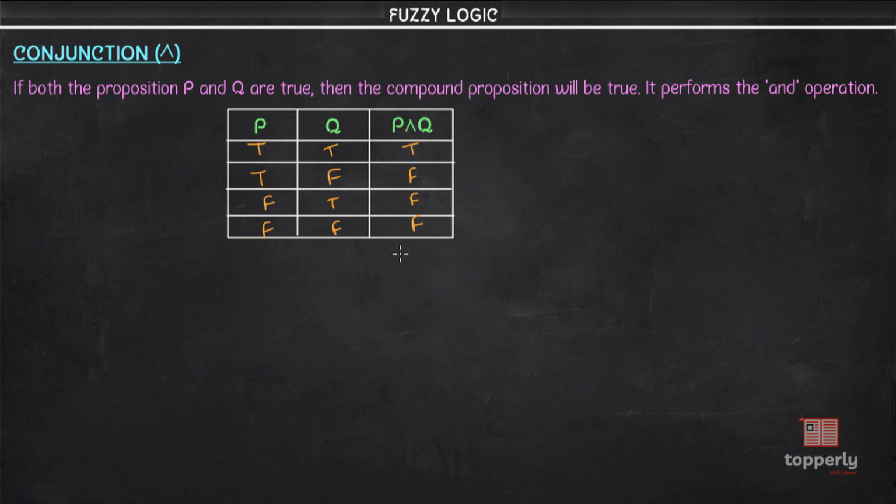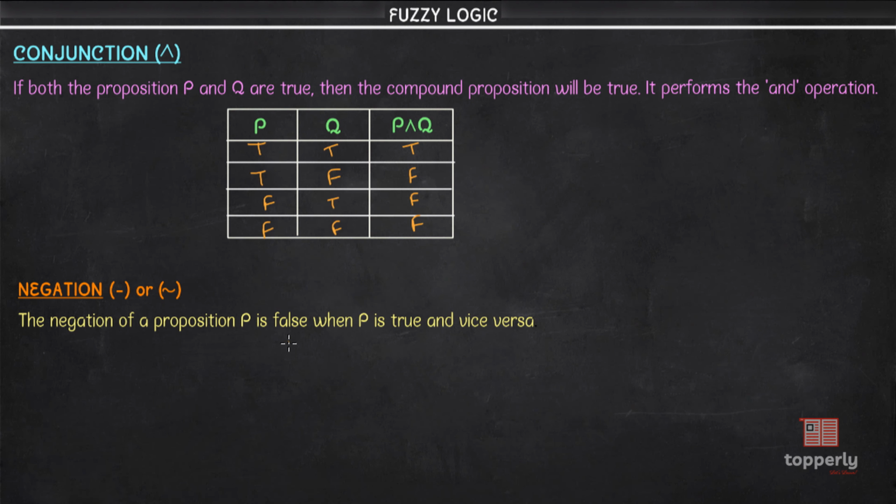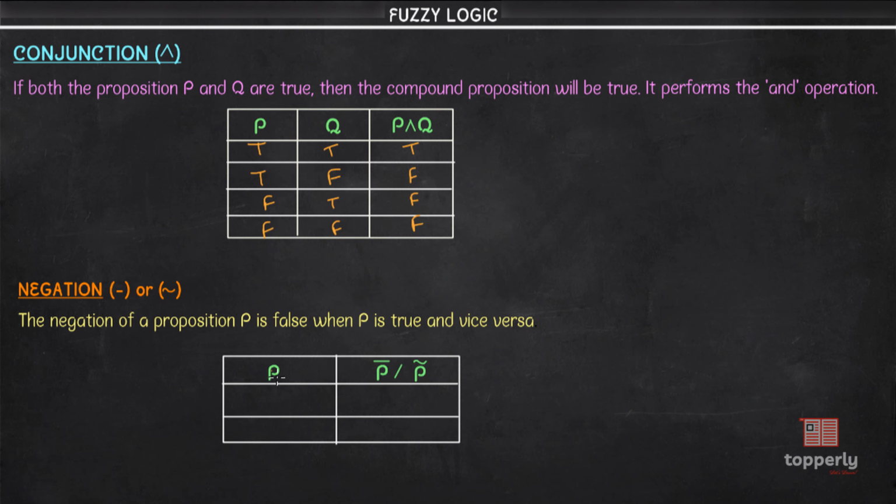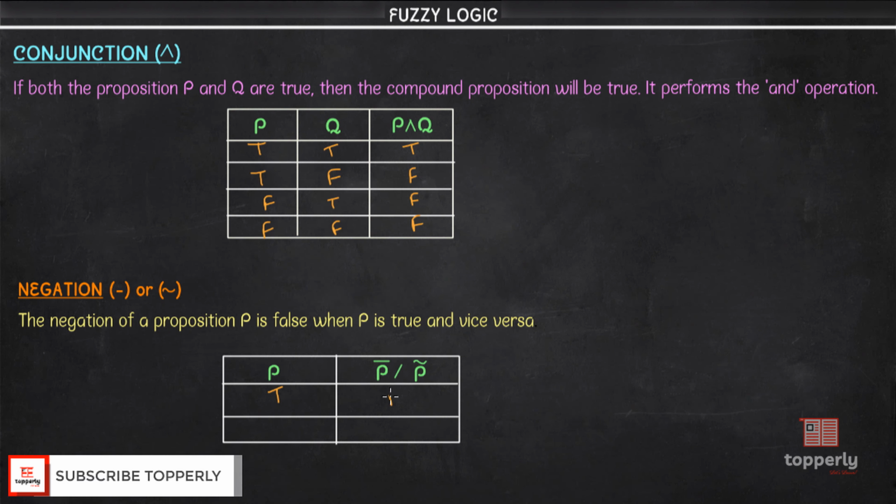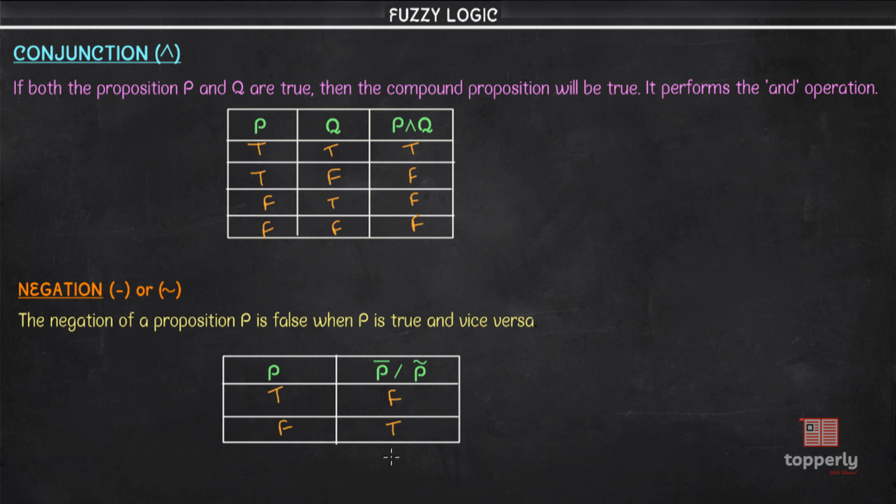The next connective that we have is negation. According to the negation connective, the negation of a proposition P is false when P is true and vice versa. If you take a look at the truth table, if the proposition P is true, then the negation of the proposition will be false. Similarly, if the proposition P is false, then the negation of the proposition will be true. So this is how you do the negation connective.